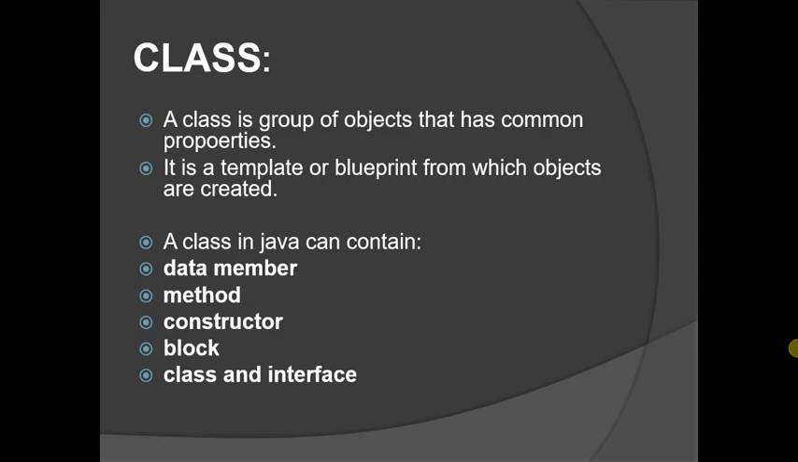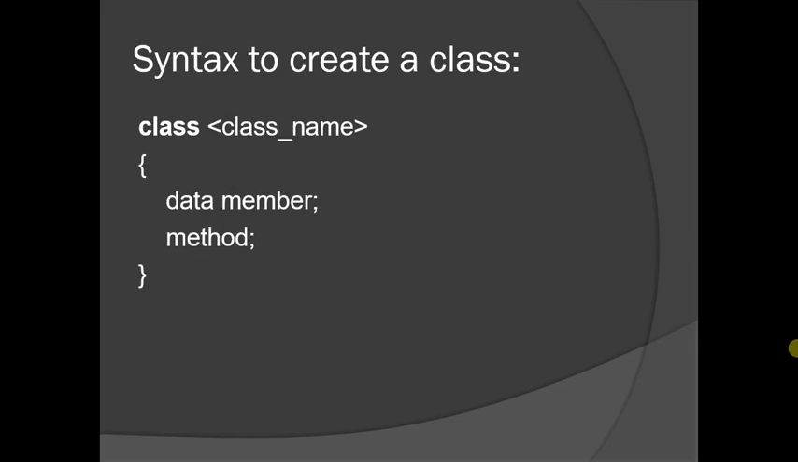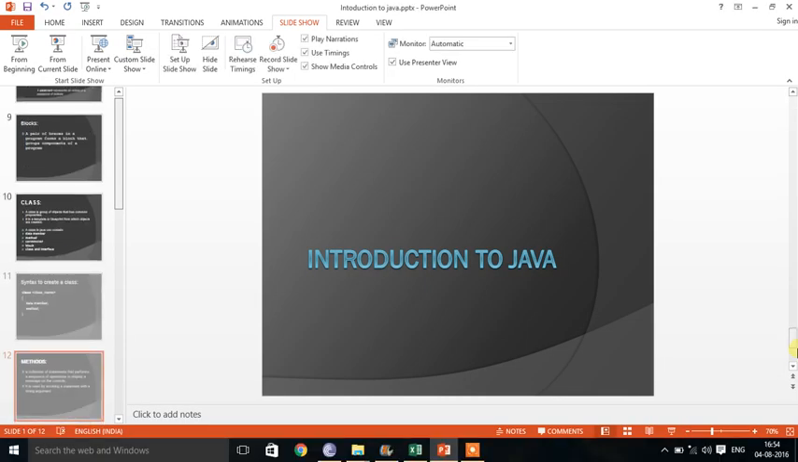And now it's class. A class is a group of objects that has common properties. It is a template or blueprint from which objects are created. A class in Java contains data member, method, constructor, block, and interface. And now here is the syntax to create a class. First you have the identifier, the keyword class followed by the class name. Then you open a curly bracket followed by data members and methods and then close the curly bracket.